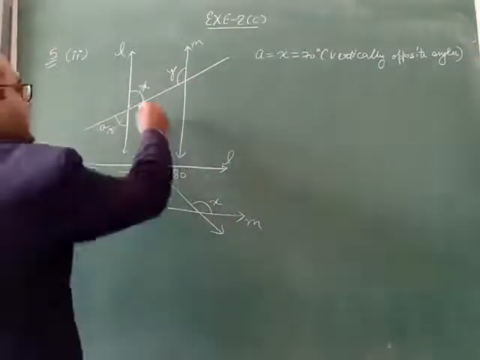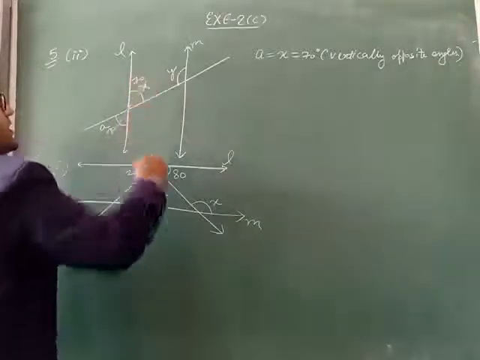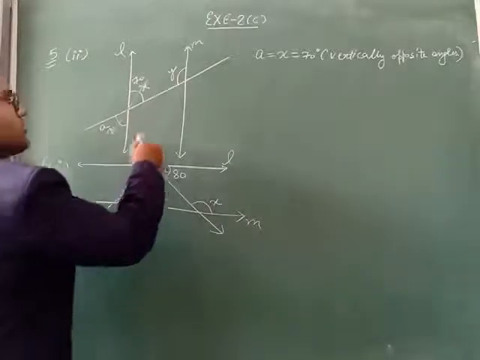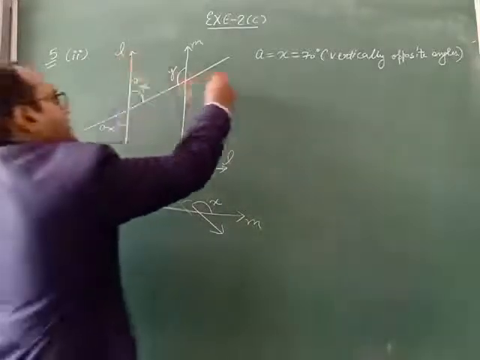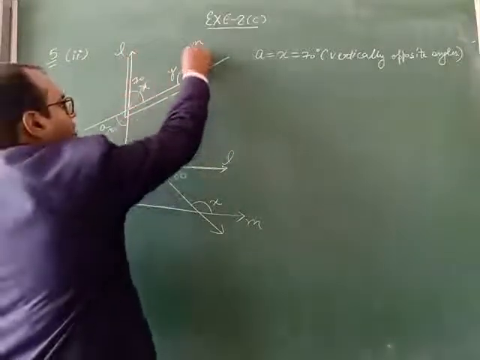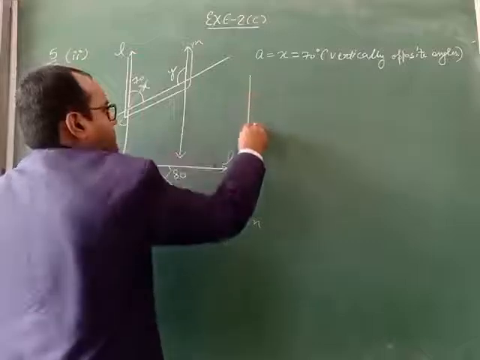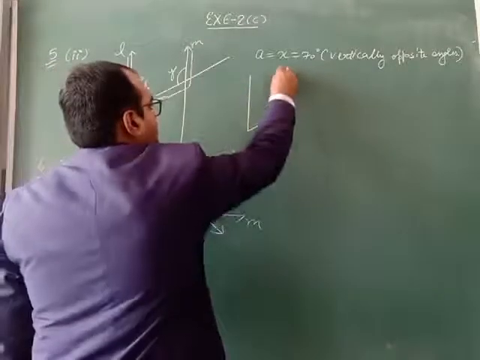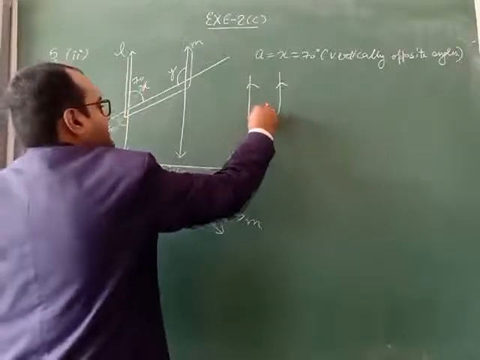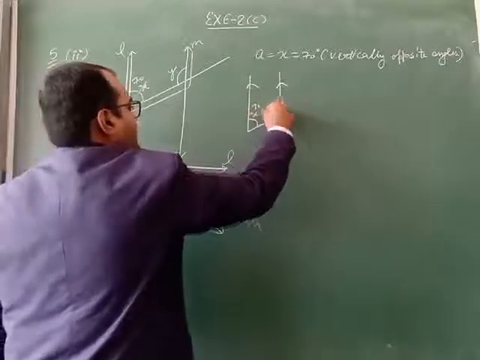Now, after finding this x, 70 degree, we will find y. How will we find y? Here we have to take a U-shaped figure. This is a U-shaped figure. These two lines are parallel. Here it is x, 70, and here it is y.